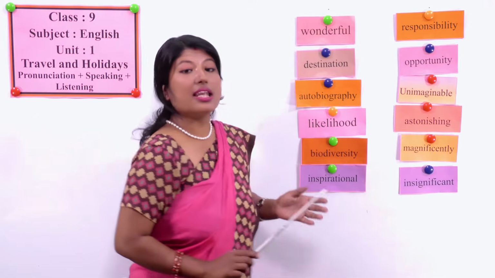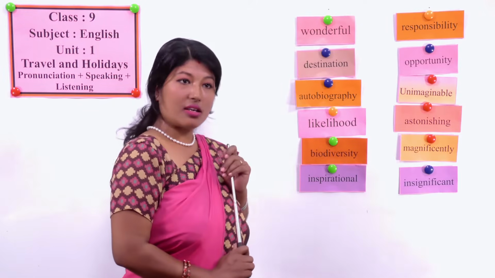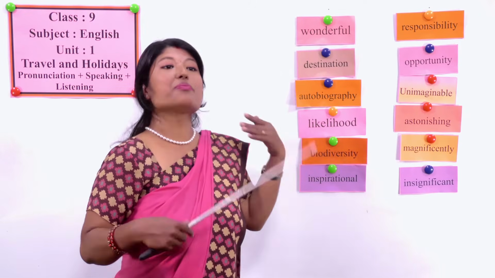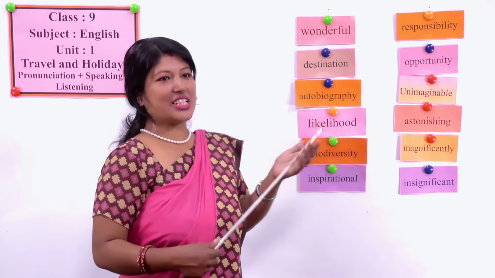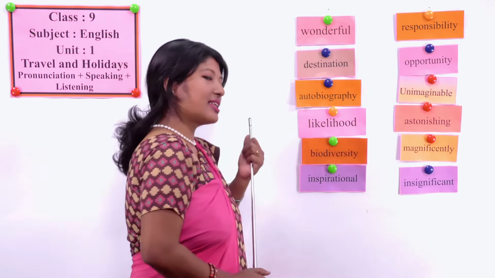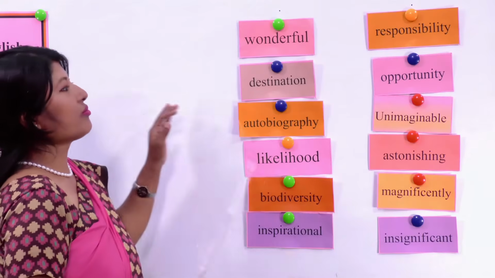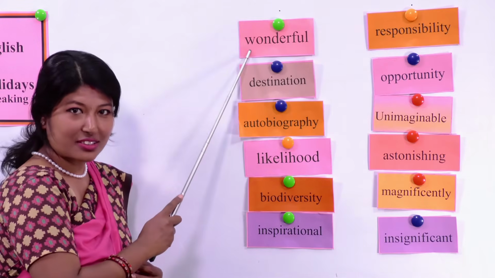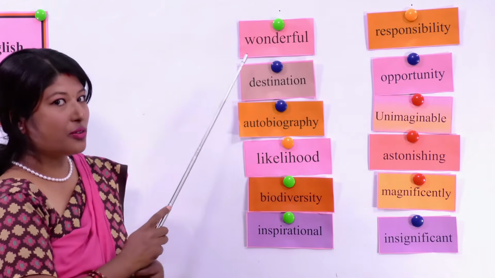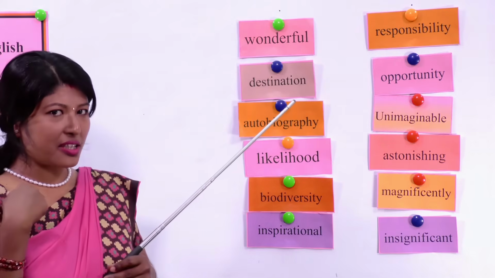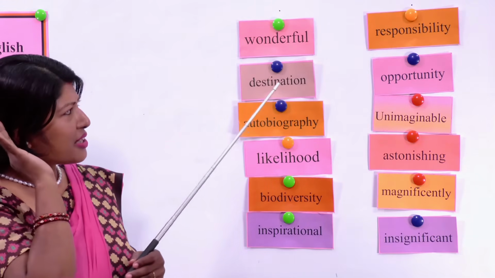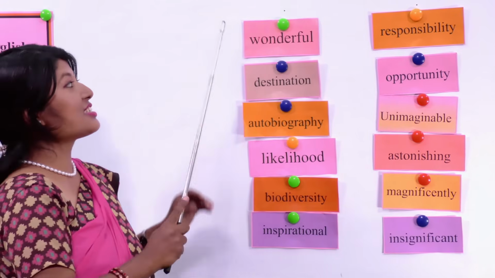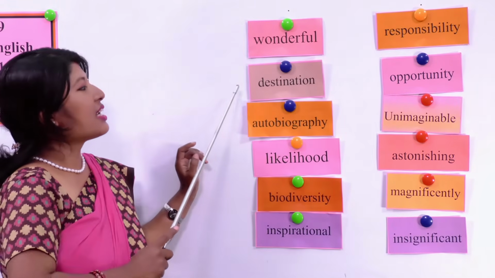Okay, now let's revise it one by one once again. So how you can pronounce it, you can practice yourself later on as well. Okay, let's practice it once. What is the first word? It is wonderful. Wonderful. Are you pronouncing with me? Pronounce with me. Let me hear. Wonderful. Good. It's wonderful.